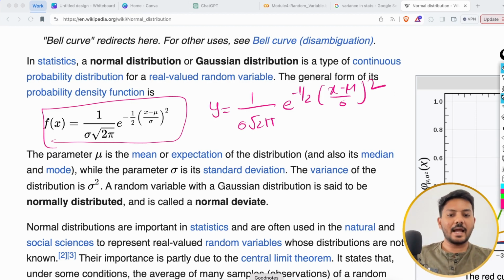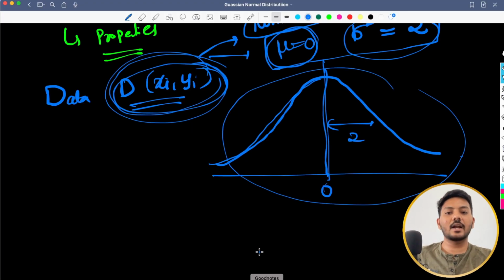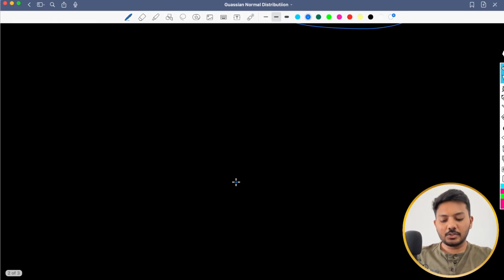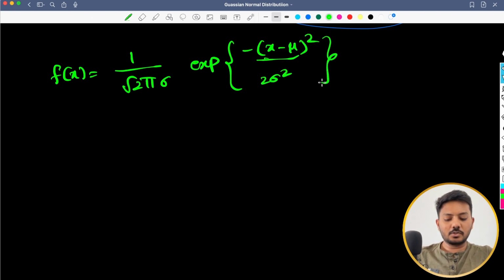Let's simplify this actually. So let's go back to our notebook and understand what this formula signifies and how you can interpret this formula. So let me write that formula. So we have f of x equal to 1 by root 2 pi sigma x exp of minus x minus mu whole square by 2 sigma square. So this is the formula, and this we also call a normal distribution.